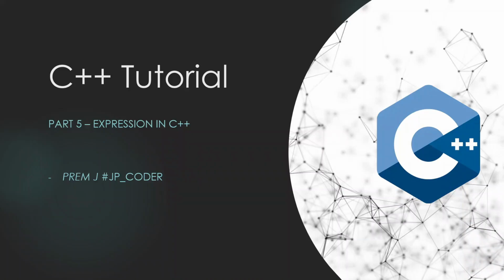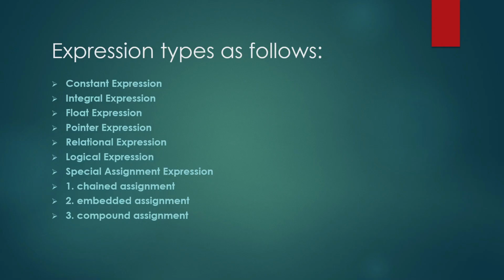Hello and welcome, guys. Today we are going to learn the expressions available in C++. Some of the expressions available in C++ are known as the constant expression, integral expression, float expression, pointer expression, relational expression, logical expression, and special assignment expression, which includes three types: chain assignment, embedded assignment, compound assignment.